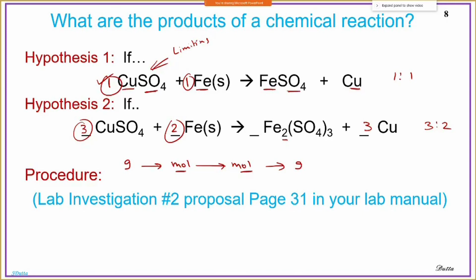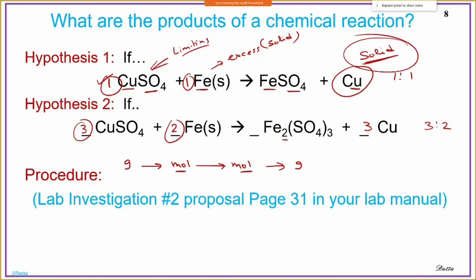Because if this is limiting, then this is going to be excess, which is a solid. And the product, this is also solid. You're going to get a mixture. You cannot identify or cannot get the pure product. As a result, you cannot use that amount to make a conclusion which reaction is occurring or happening. You cannot. So in order to get a pure solid, I must have this one is limiting. Otherwise, I cannot do this experiment. So this is going to be excess, and this is going to be limiting. Iron has to be limiting because this is solid and this is solid. Okay.